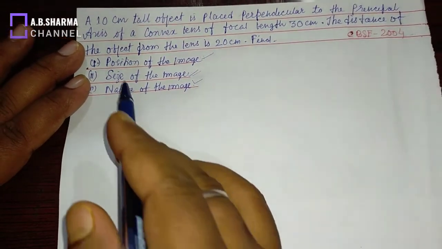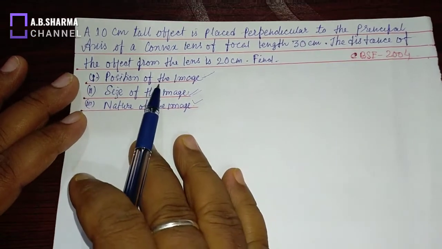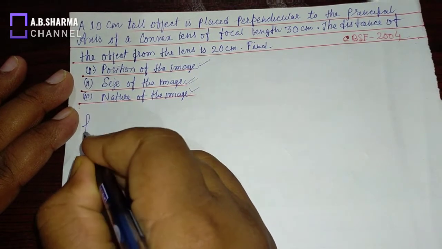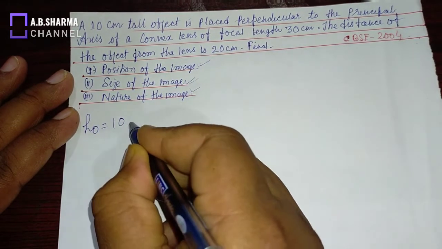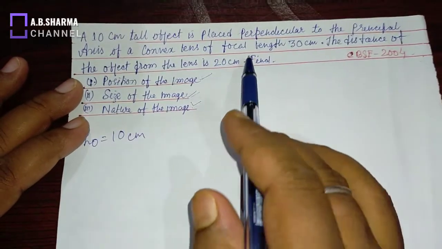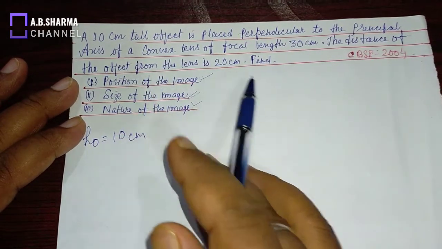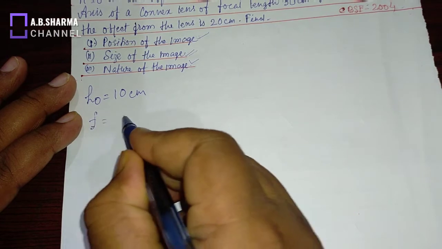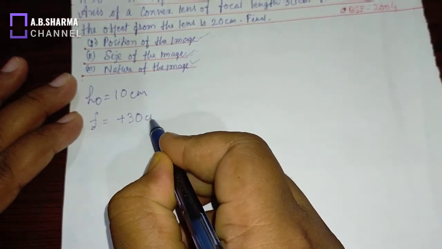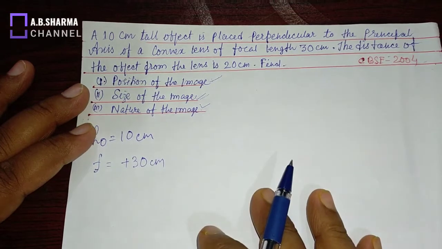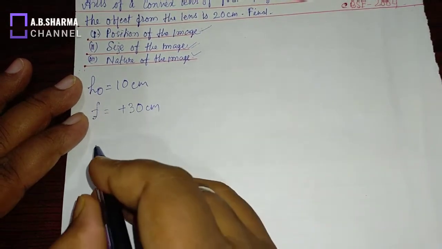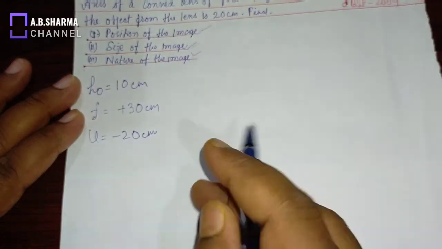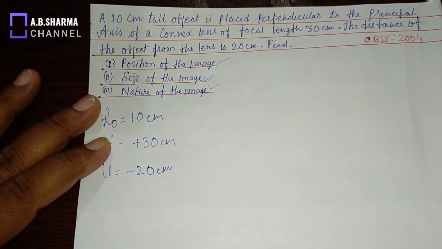Now see the solution. First note down the information provided by the question. 10 centimeter tall means HO, height of object is given, which is 10 centimeter, placed perpendicular to the principal axis of a convex lens of focal length 30. Since lens is convex, so focal length will be positive, f equals to 30 centimeter. Distance of the object from the lens is 20 centimeter, means u is given and u is minus 20 centimeter. So these were the information provided by the question.